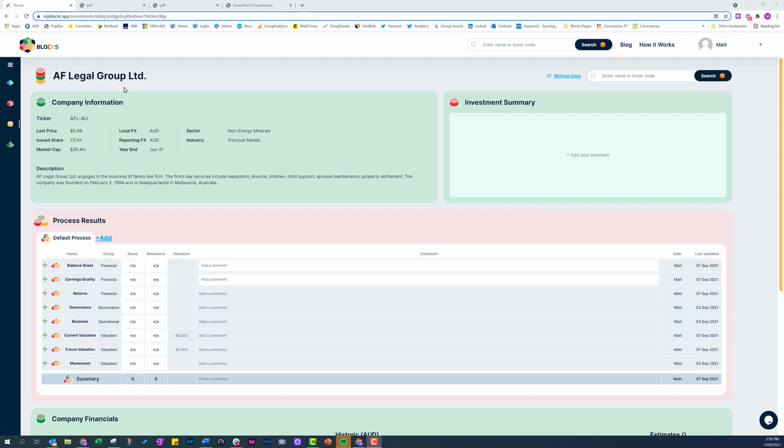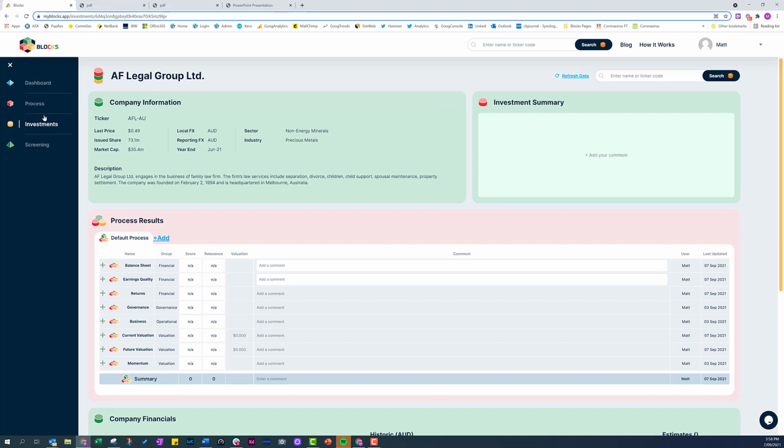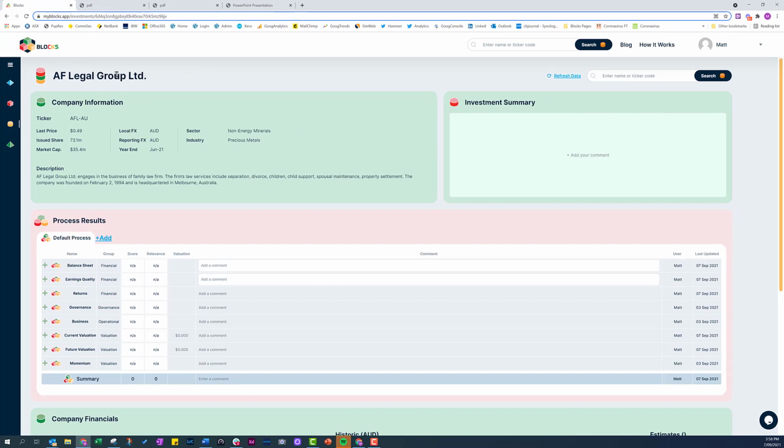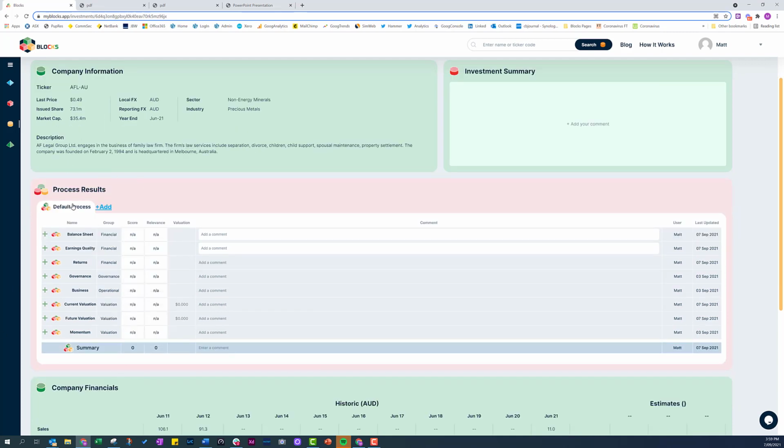So within the Blocks app, the first thing I do is navigate to the Investments tab. The stock code in here, AF Legal Group. And here is my personal investment process, which has a number of different investment factors. You can, of course, create your own process using the software. We give you default suggested questions, but basically the world is your oyster in terms of what questions you want to ask of each of your investments.